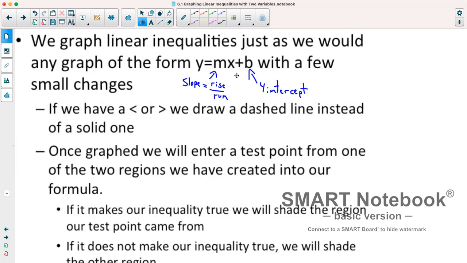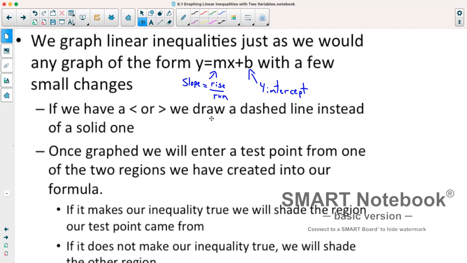Now, for the small changes when graphing inequalities: if we do not have equal to, so if we have less than or greater than, instead of drawing a solid line between our points, we draw a dashed line. That's because a solid line, when graphing inequalities, means that every point along that line is part of our solution. If it's a dashed line, then points along our line are not part of our solution.